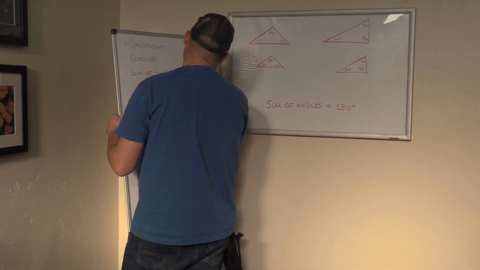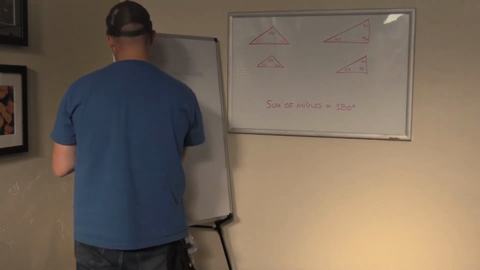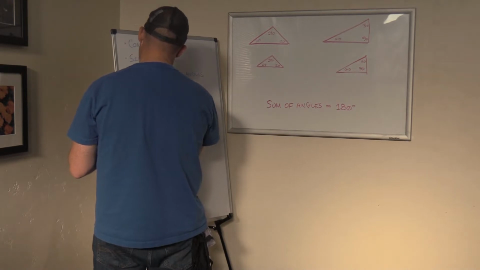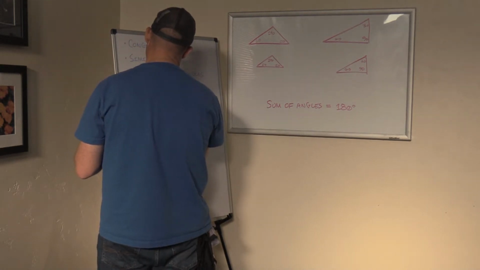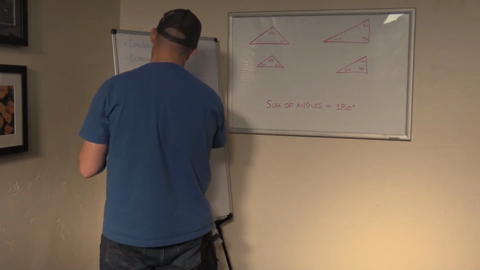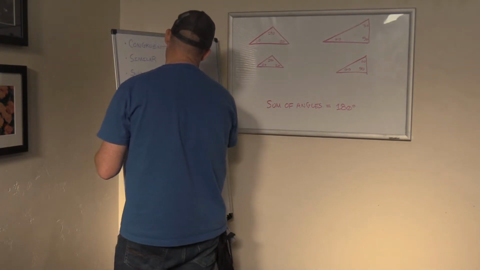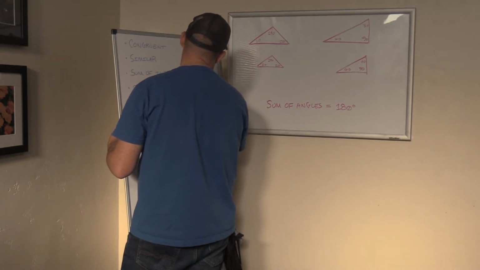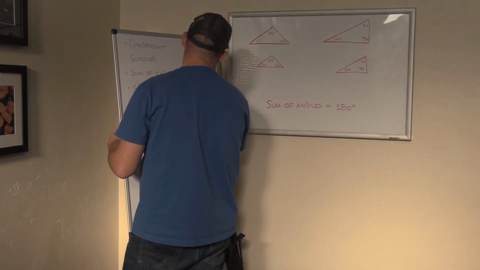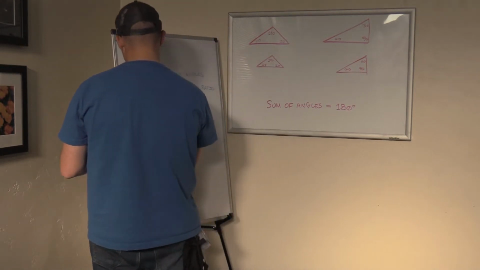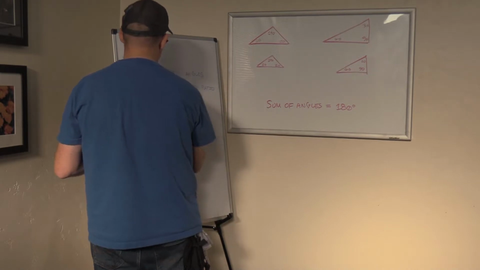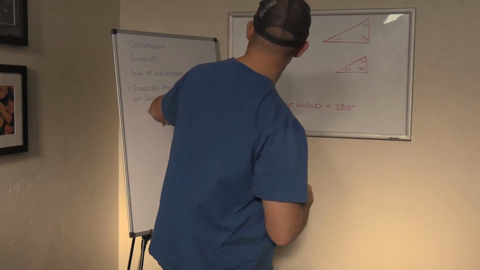And then we're also going to talk about similar triangles and ratio of sides. And don't be worried if you don't know what that means, because I'm going to explain it. Okay, so let's go through these things one by one.